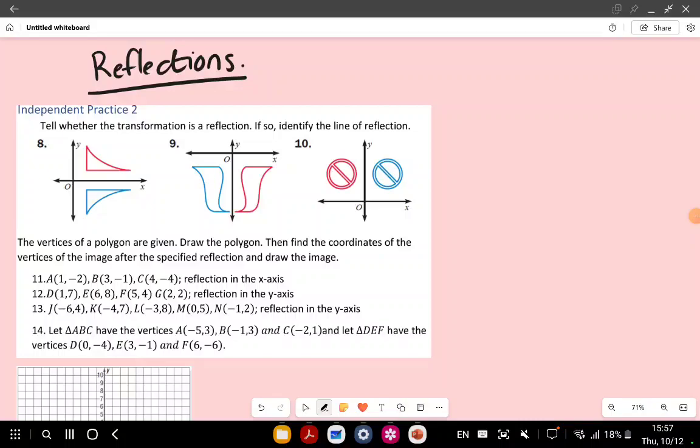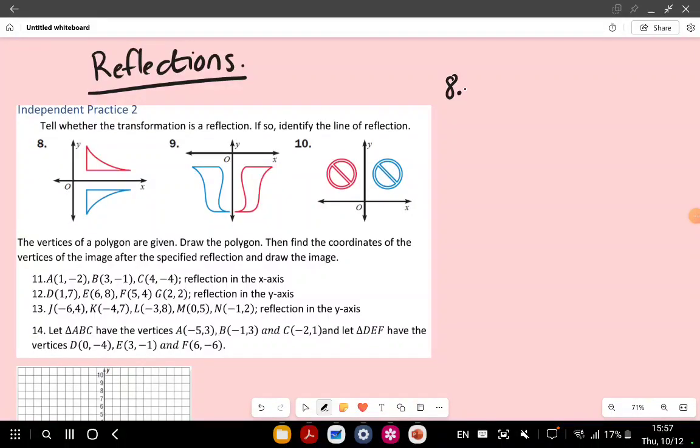Hi everyone, this is a video on reflections. We're doing independent practice number 2 and this is your homework help. Question number 8 says, tell whether this is a reflection. If it is a reflection, what is the line of reflection? And if it's not, I know it doesn't say, but if it's not, tell me what it actually is.